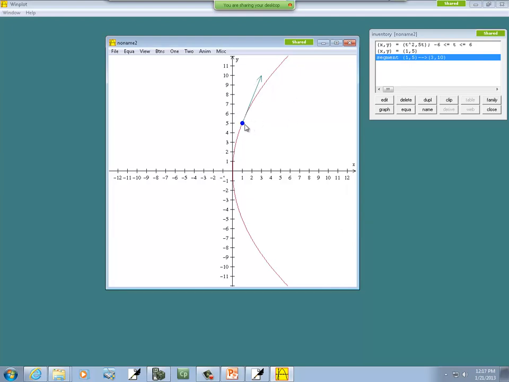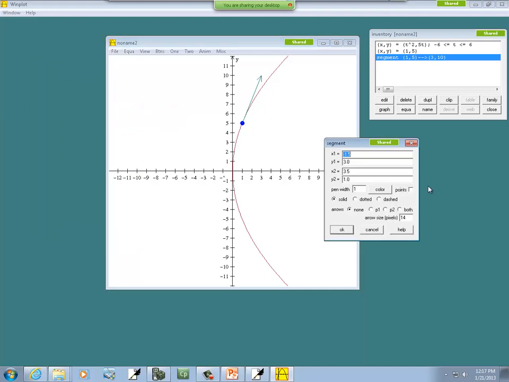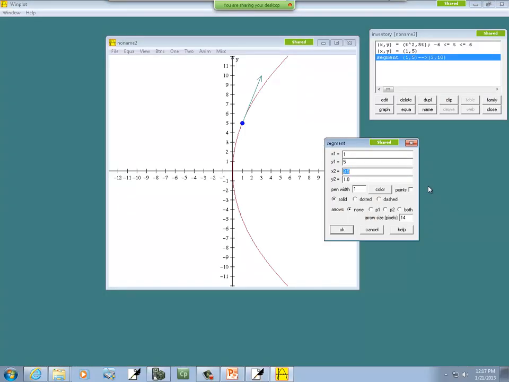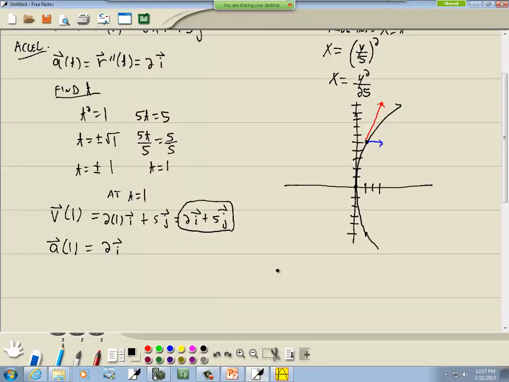Now our acceleration vector from that point. We'll choose equation and choose segment and then choose XY. Now the x1 was 1, the y1 is 5. That's our starting place. And we said we're going to go right 2, which means our x value increased by 2. So x1 is equal to 1, so 1 plus 2 gives us 3. And the y value will stay as is, which was 5. Now click on P2 for my arrow, choose my arrow size 14, click OK, and it looks like that. So that's what it should look like versus my rough sketch.